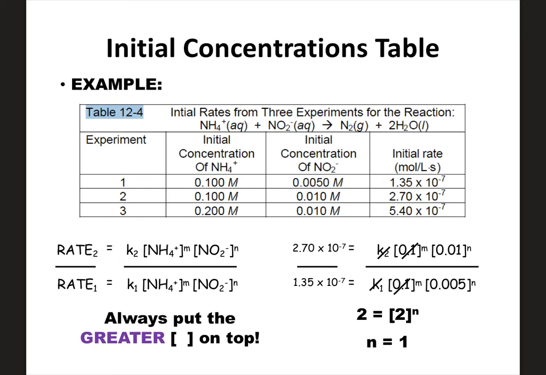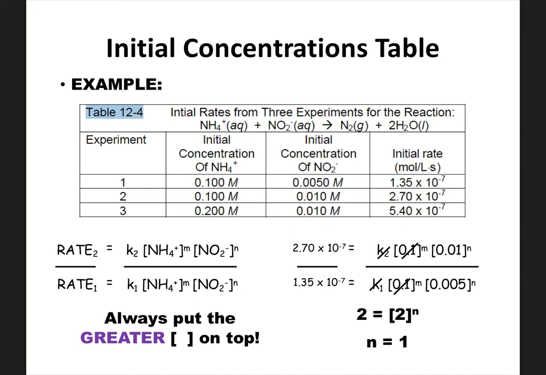whatever K2 is times the concentration of the NH4 plus raised to a power times the concentration of NO2 minus raised to a power. And then same thing on the bottom for rate 1, it's just that it's all using the information from experiment 1. And the key is here, the reason why we were looking for the concentration of one of the reactants to be constant is because then the concentration of the NH4 plus when we're solving cancels out. And we don't have to worry about that.